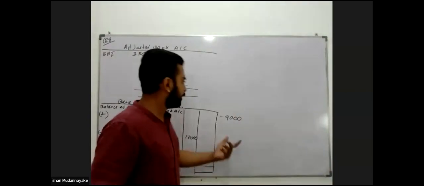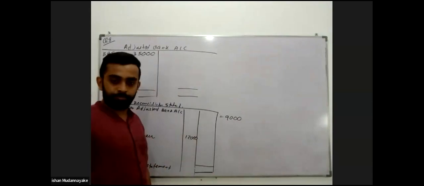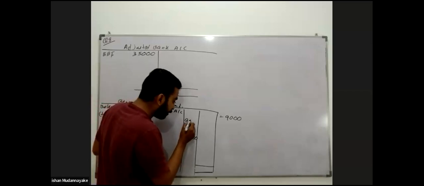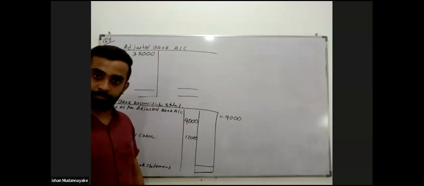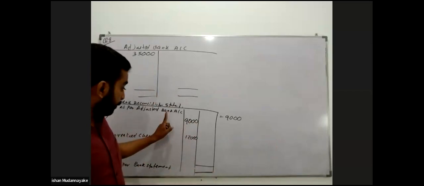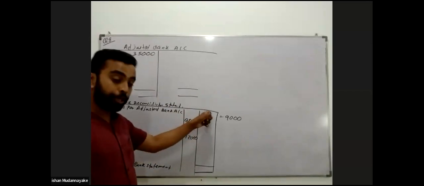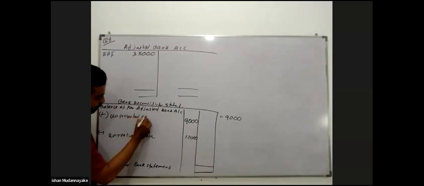I have deducted 9,000 from my balance, but still the bank has not deducted. Then, if I add this 9,000 again to my balance, it will be equal to bank statement balance. Here you record balance as per registered bank account. Then here unpresented check. Check number, unpresented check 9,000.